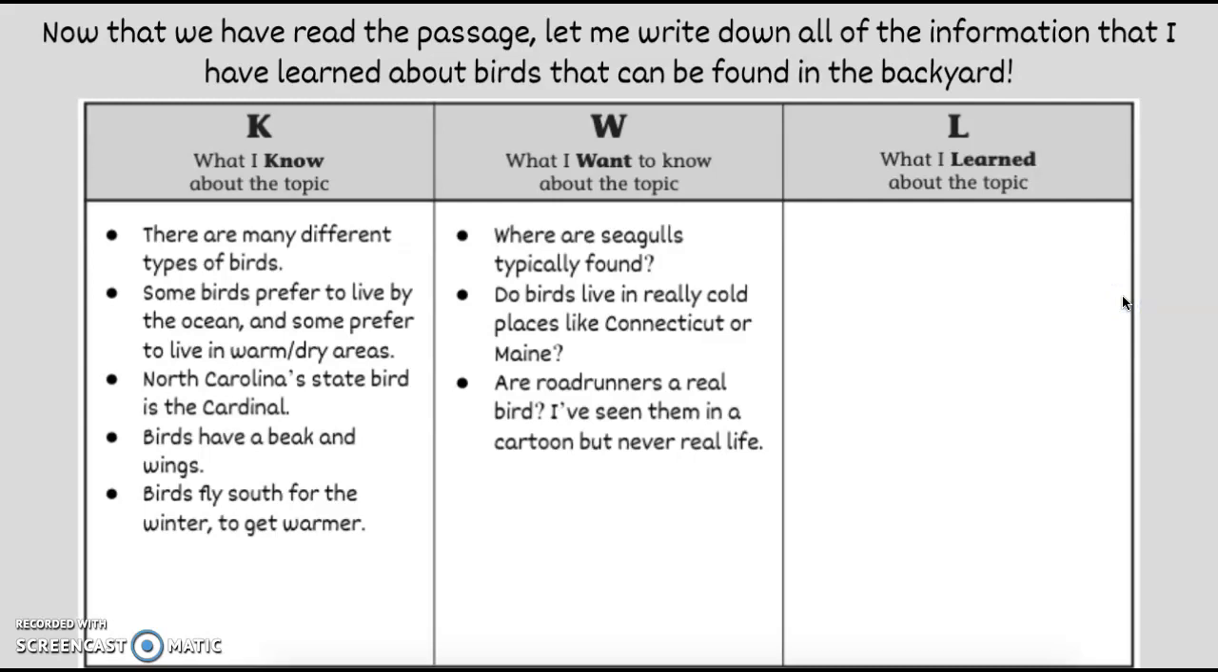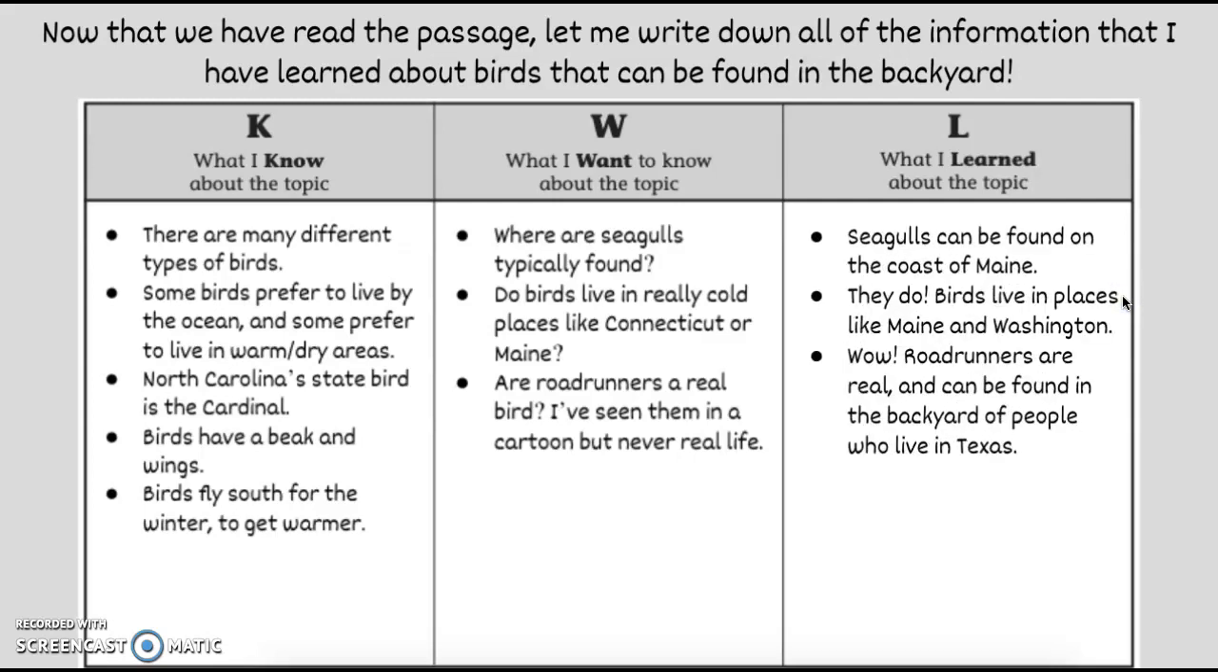So now that we have read the passage, let me write down all of the information that I have learned about birds that could be found in the backyard. Seagulls can be found on the coast of Maine. Birds really do live in cold places. They live in places like Maine and Washington. And wow, roadrunners are real and can be found in the backyard of people who live in Texas.